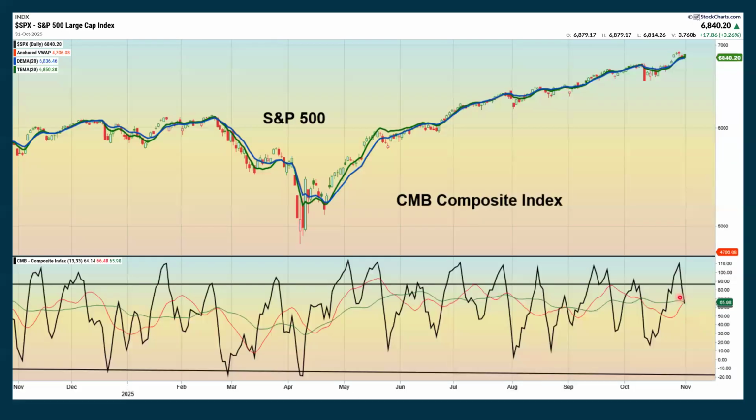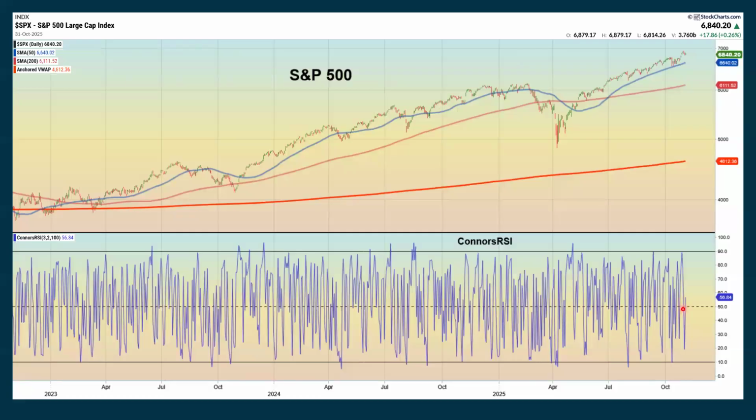Now, this was in the video earlier on when we were really screaming to the upside. The CMB composite was getting extreme. Now that we've been calming down and actually seeing more negative action, this has been coming down as well. And then Connor's RSI, pretty much at the middle here. We just look for extreme positive or negative readings.